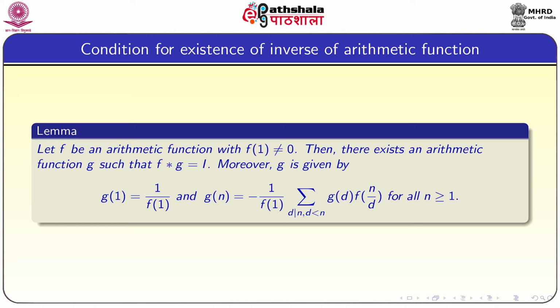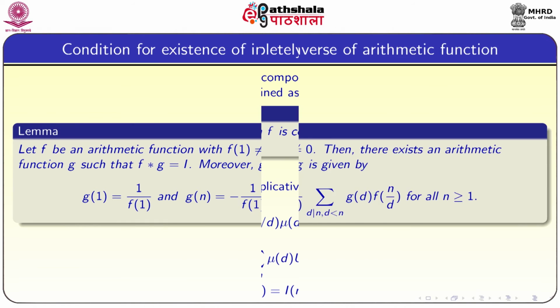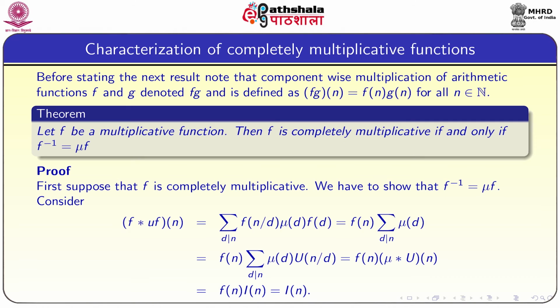g of n is equal to minus 1 by f of 1 summation d divides n, d less than n, g of d into f of n by d. We leave the proof of this as an exercise, which can be proved easily. So, now we will see some characterization of completely multiplicative functions.